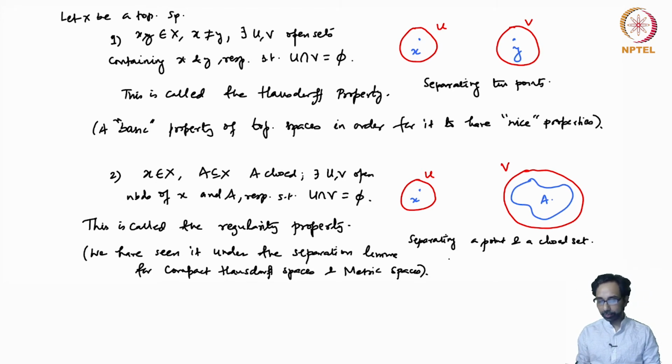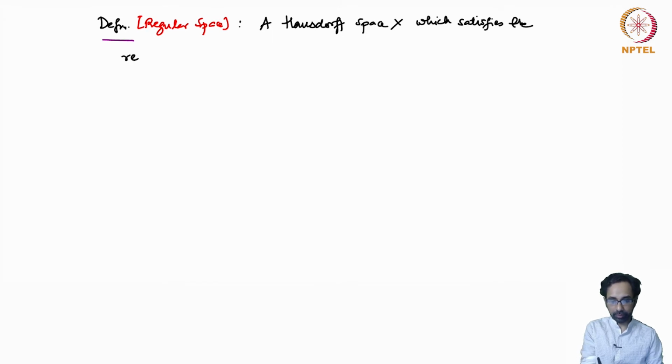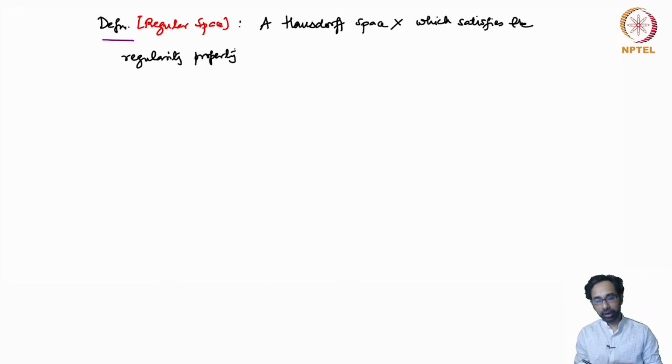So a topological space which enjoys this regularity property is called a regular space. So let me write that down. Definition of a regular space. A Hausdorff space X which satisfies the regularity property, meaning that you can separate any point and closed subset.